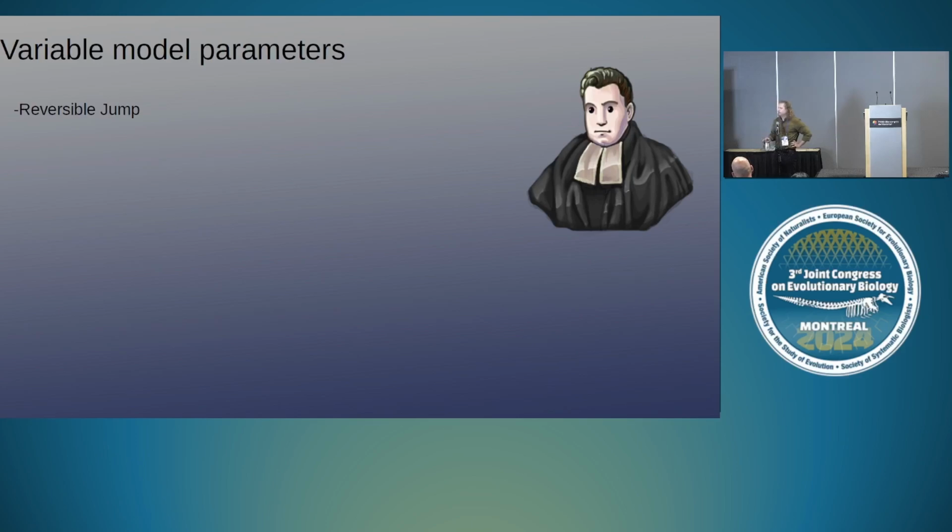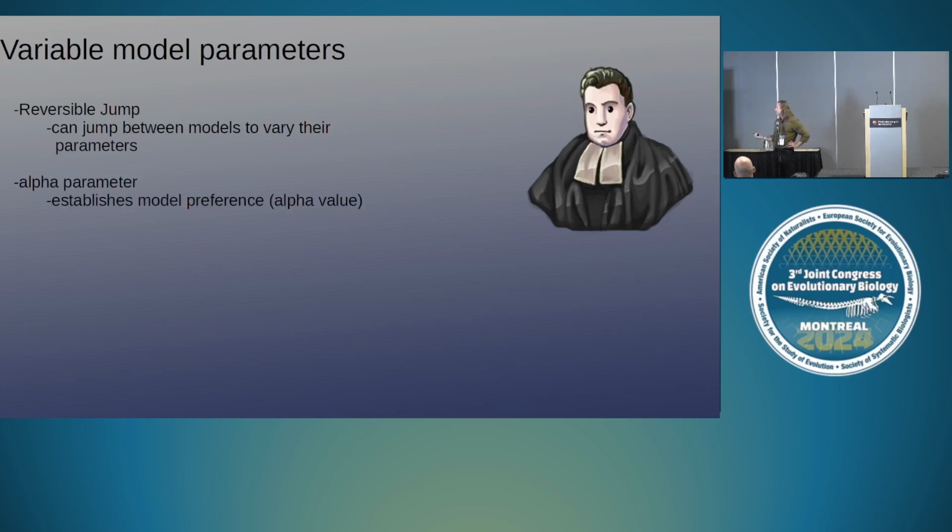Now, to evaluate whether or not there's variation, we employed a reversible jump MCMC, allowing the model to jump between different model parameters entirely to see, after the MCMC, how long it has spent in each of those categories. And what we were really varying was our alpha parameter. This is an estimate that will essentially tell us our model preference.